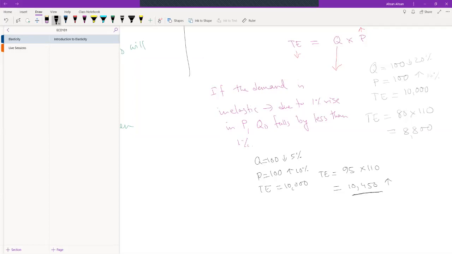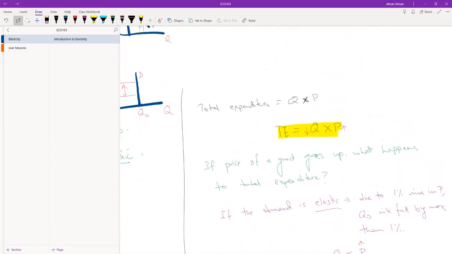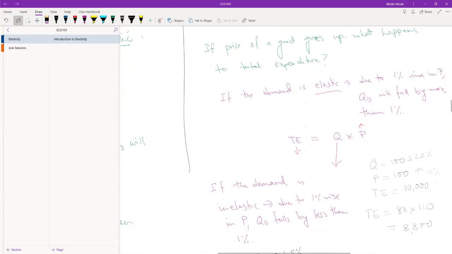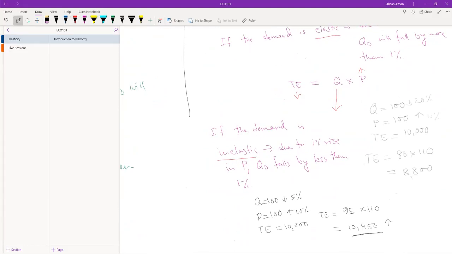So effectively, when you know that the price of a good is changing, either going up or going down, and you want to figure out what is going to happen to your total expenditure behind this good, all you need to take a look at is the elasticity of demand. If demand is elastic, a rise in price will lead to a fall in expenditure, and vice versa. A fall in price will lead to a rise in total expenditure. And if the good is inelastic, then a rise in price will lead to a rise in total expenditure, and a fall in price will lead to a fall in total expenditure.